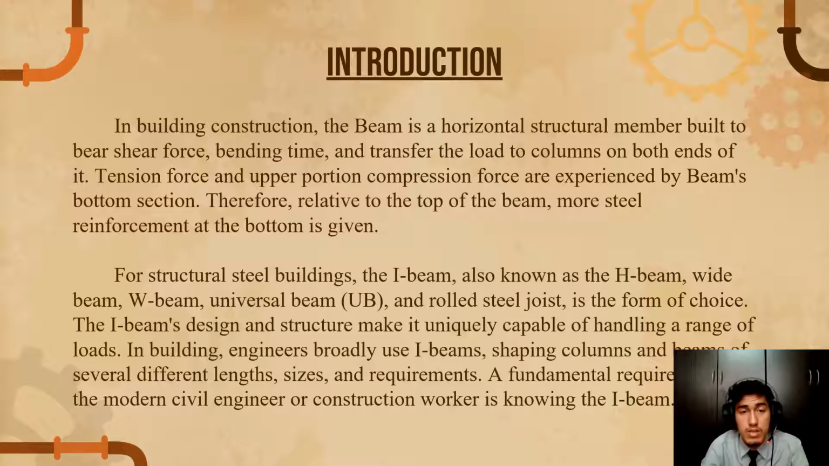For structural steel buildings, the I-beam, also known as the H-beam, W-beam, universal beam (UB), and rolled steel joist, is the form of choice. The I-beam's design and structure make it uniquely capable of handling a range of loads. In building, engineers broadly use I-beams, shaping columns and beams of several different lengths, sizes, and requirements. A fundamental requirement for the modern civil engineer or construction worker is knowing the I-beam.